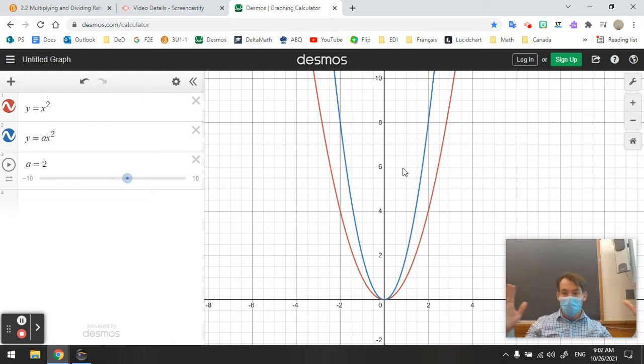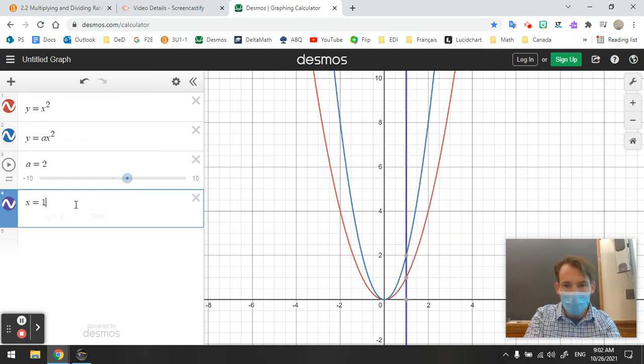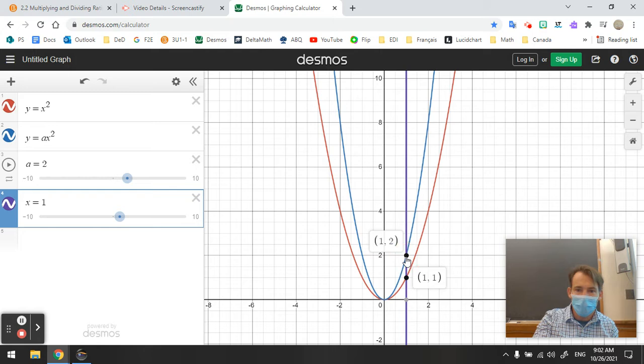Yeah, so it still goes out really wide. But if we take a look at some of the points here, like x is equal to 1. So here's the line x is equal to 1. This point here at (1, 1) now corresponds to this point at (1, 2). Why do you think that happened? That this point (1, 1) got pulled up there to (1, 2)?